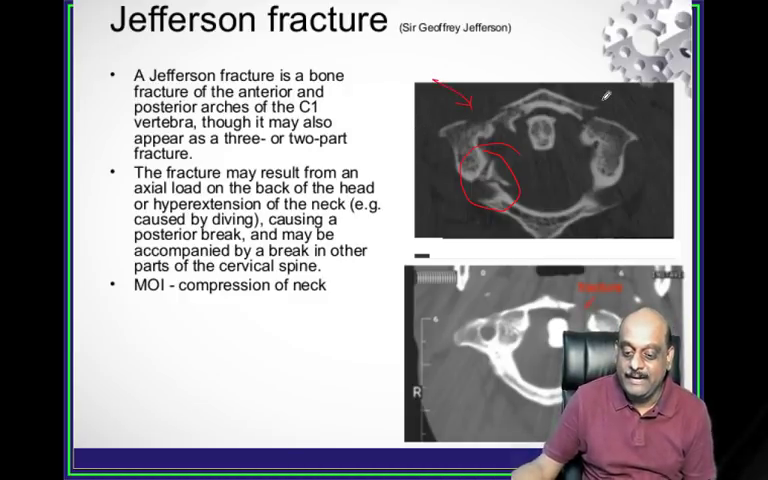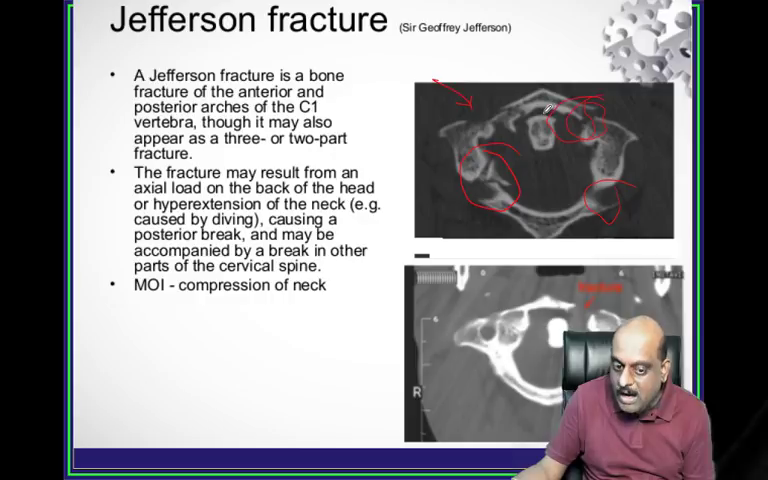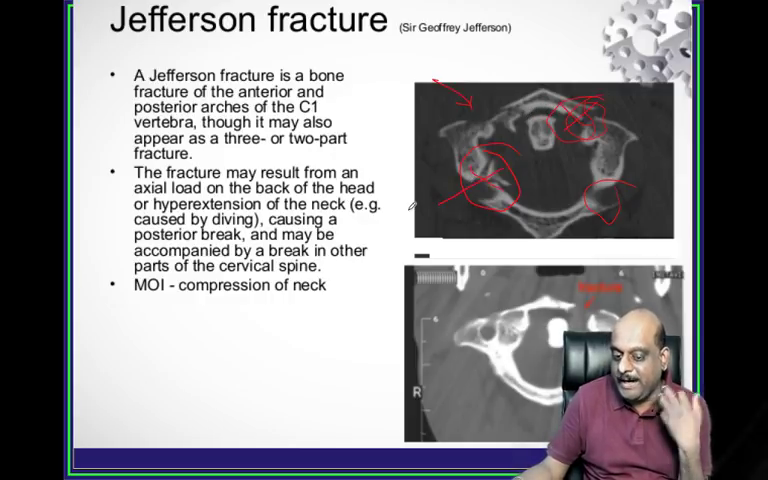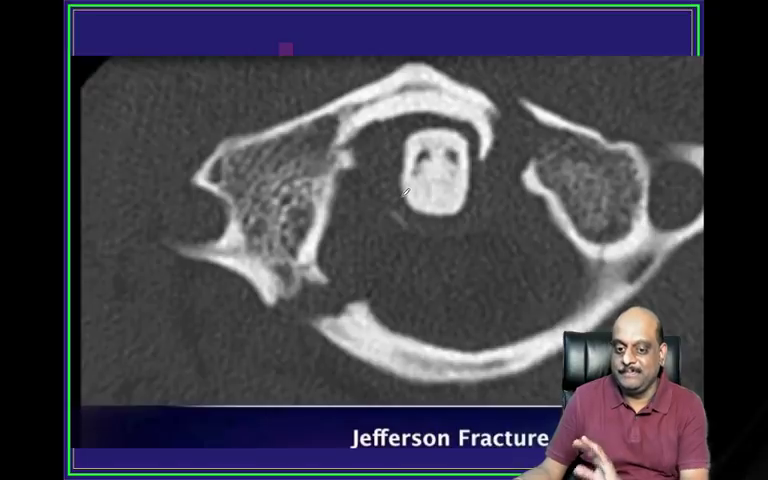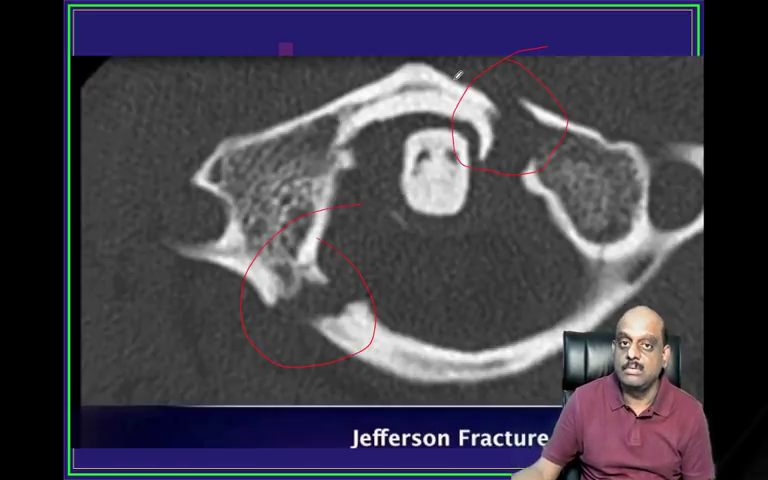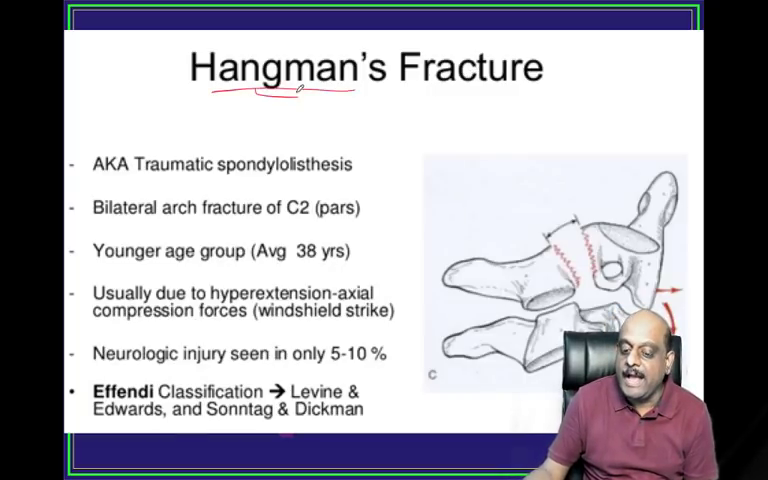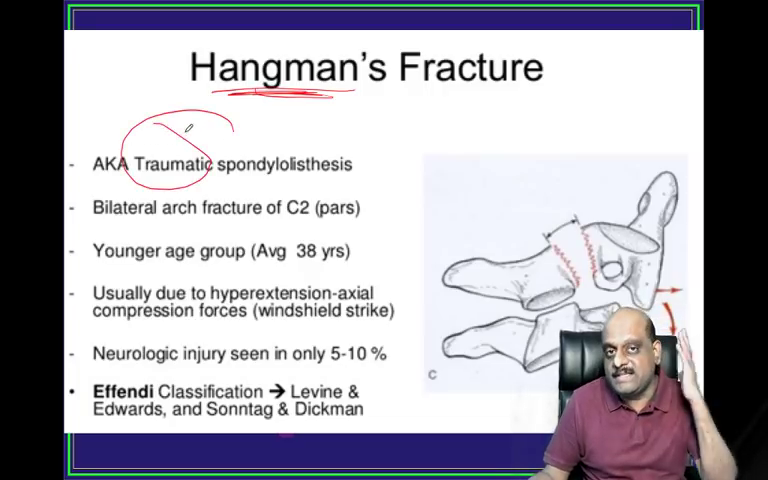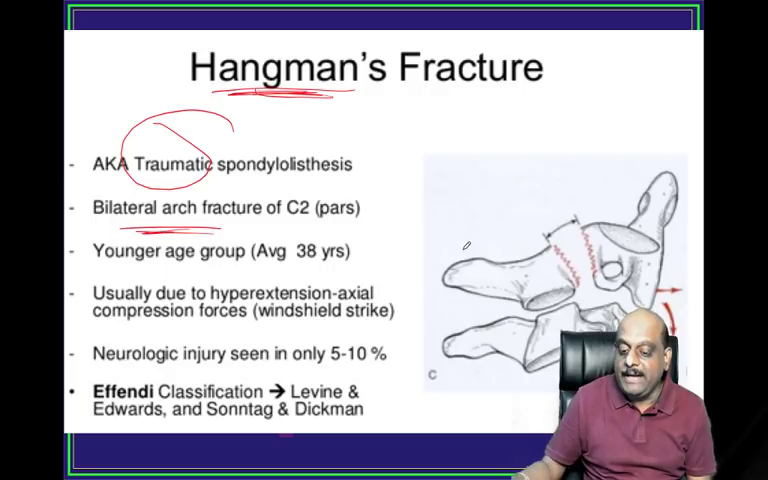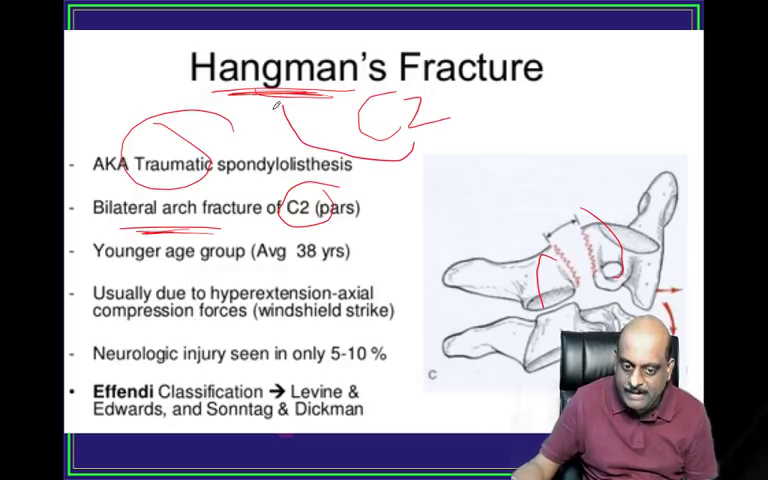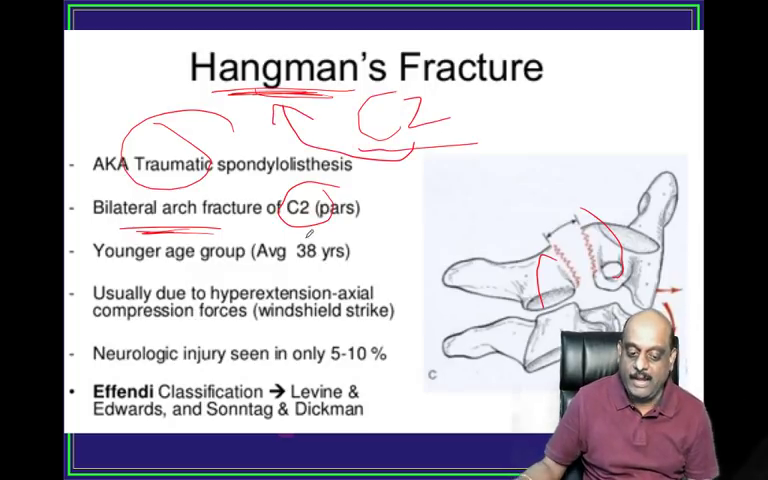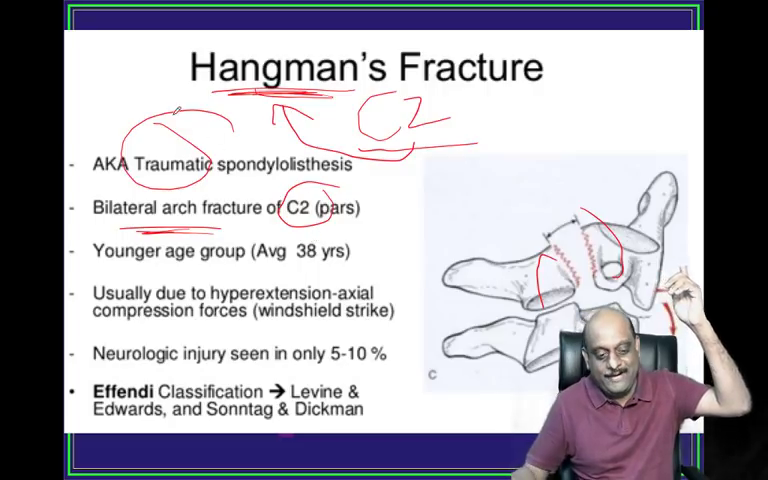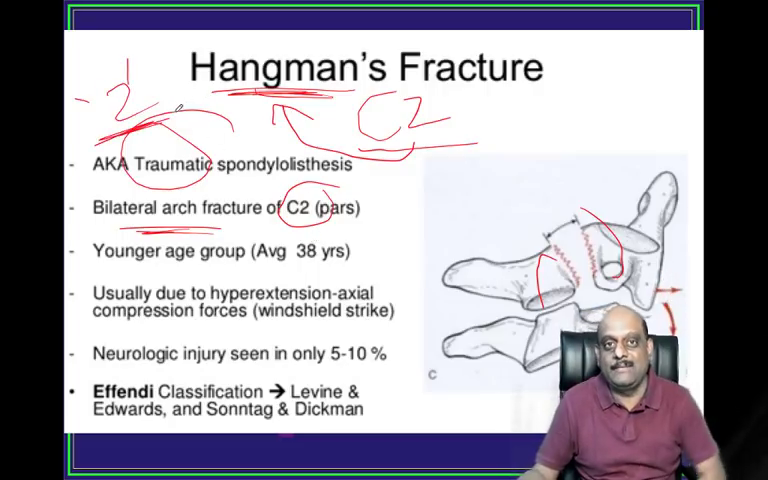CT picture. You should identify the anterior and posterior arches of the C1 vertebra got disrupted. That makes it the Jefferson. So, Jefferson fracture. Then what is Hangman's fracture? It is also called traumatic spondylolisthesis, where there is a bilateral arch fracture of the C2. C2 is Hangman. Right? Because you will be going to the God. To the God. C2 is Hangman.